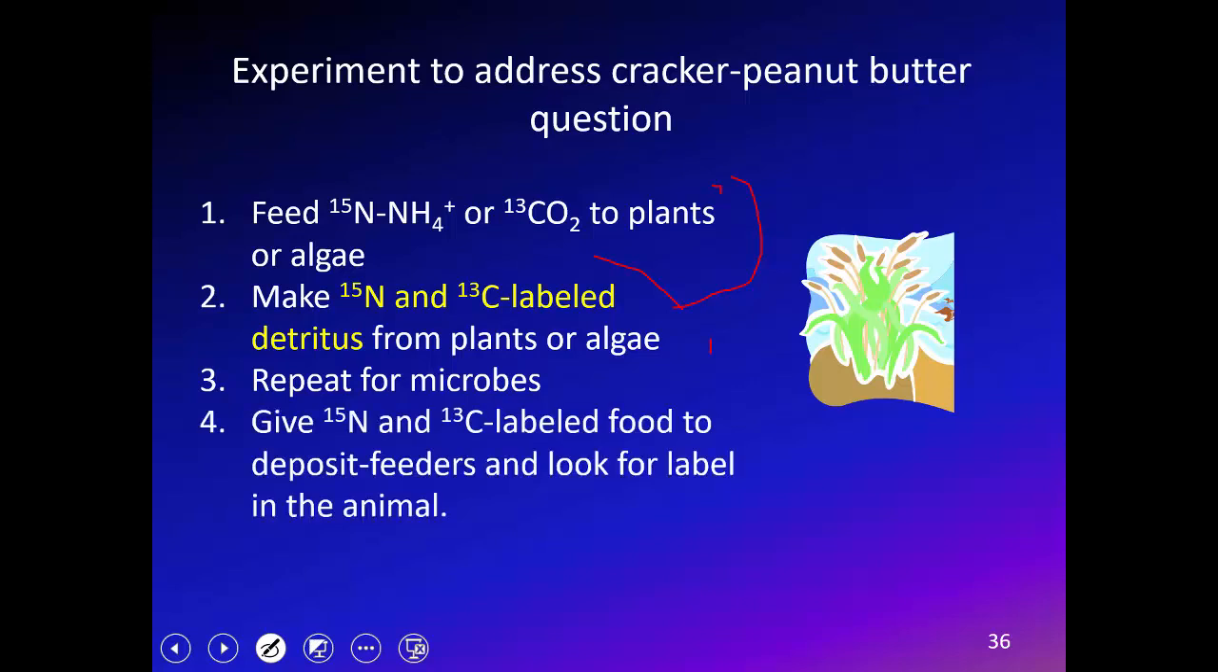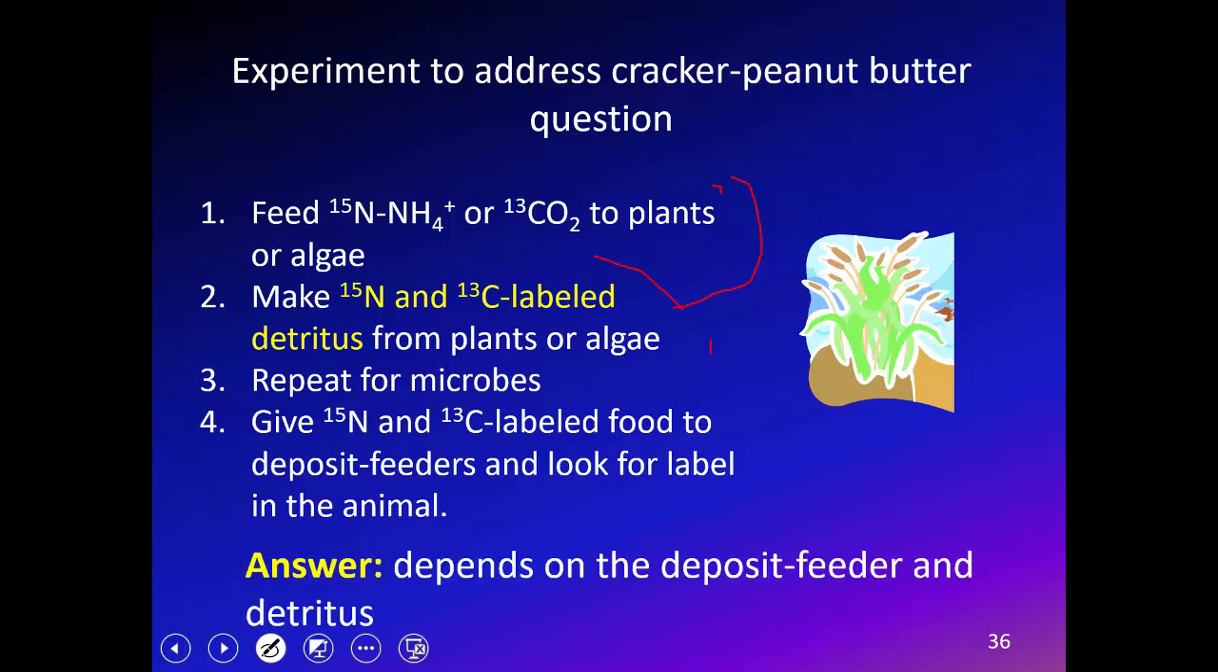And then you feed that now labeled food back to the deposit feeders and look for the label in the animal. So the advantage of this, you can do this in a relatively short-term experiment. You can do it in conditions that perhaps mimic more closely the natural environment of that animal as opposed to the lab. It has its drawbacks, but is a very powerful approach for looking at this question.